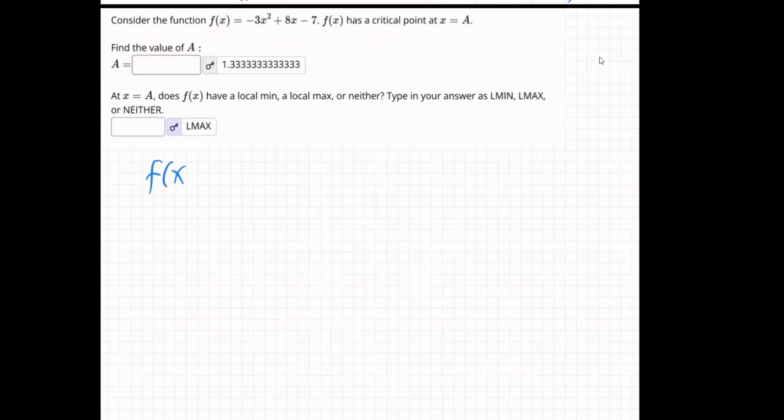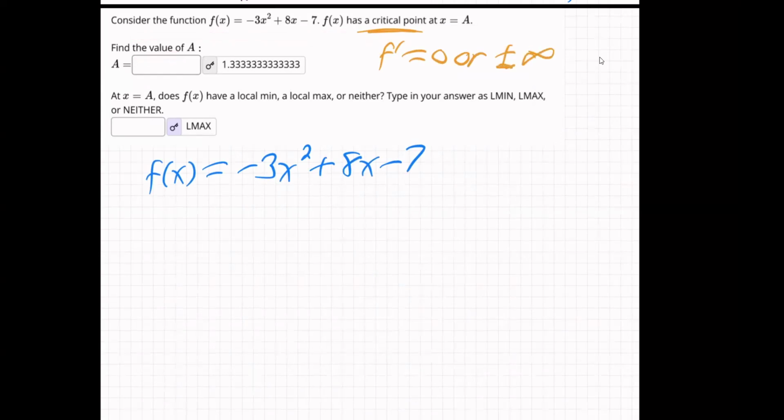So let's take the function down here: minus 3x squared plus 8x minus 7. A critical point is where f prime equals 0 or plus or minus infinity. It's where the slope, right? F prime is the slope, is 0 or infinity. So let's take the derivative, see what we got.